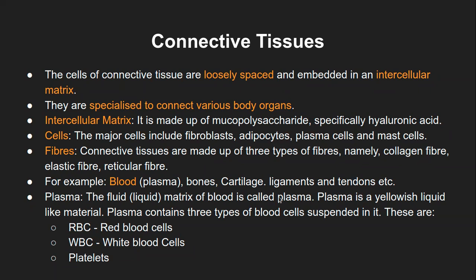So usually these connective tissues are made up of three main components. That is the intercellular matrix, the cells and the fibers. Now the intercellular matrix is made up of mucopolysaccharide. Everyone is probably aware of polysaccharide, right? That is long chains of glucose or fructose-like molecules, or sugar-like molecules.